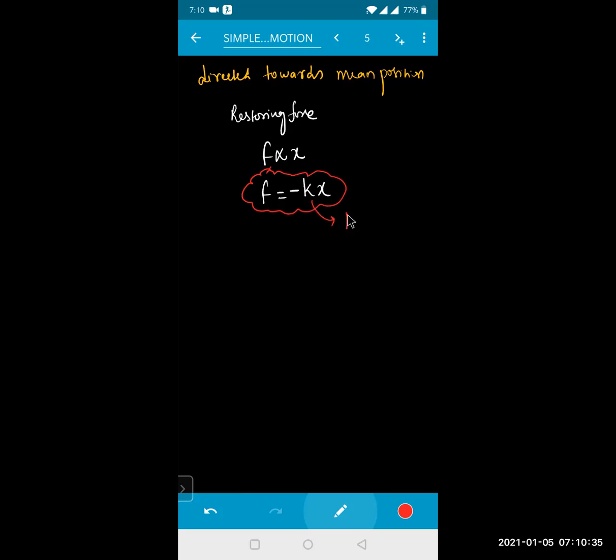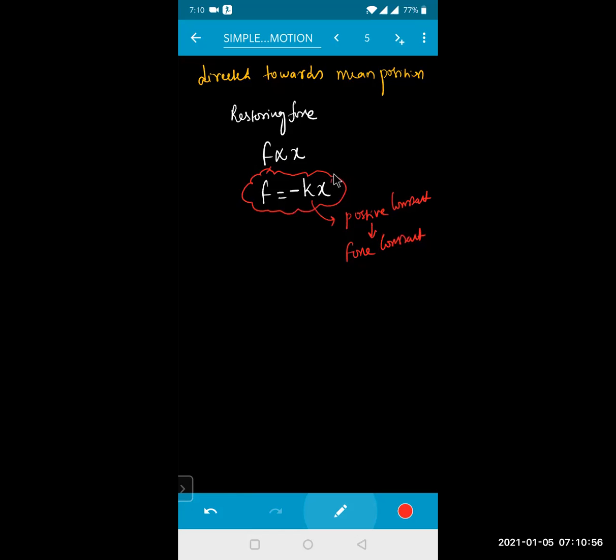So k is right now some positive constant. This you also got in Hooke's law in elasticity. In elasticity also we got F is equal to k into x. In springs also we got F is equal to k into x. What is the k here? k is a positive constant, and we are calling that the force constant.